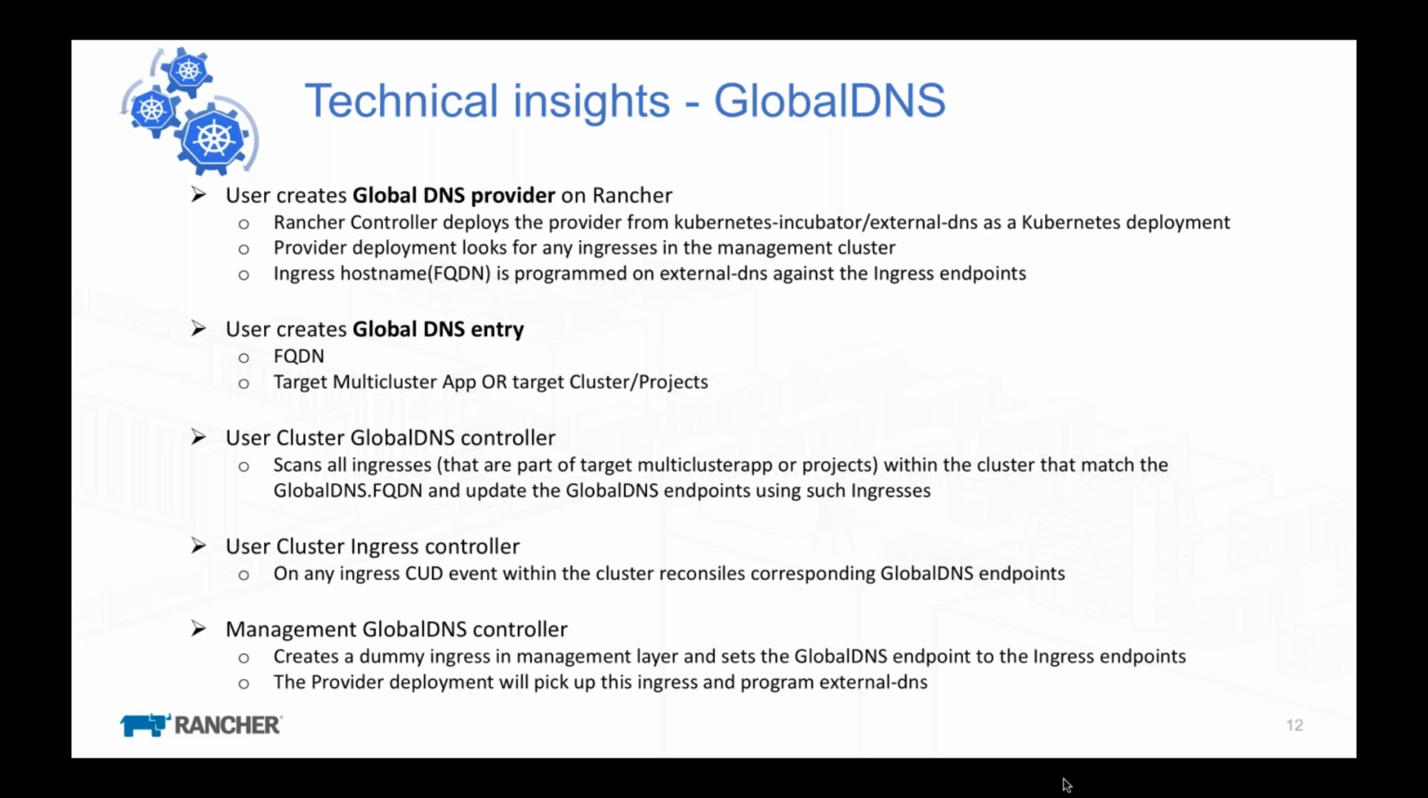At the management layer, the global DNS controller looks at the endpoints recorded on the global DNS entry and creates a dummy ingress in the management layer with the IP addresses from this endpoint. Because the dummy ingress gets created in the management layer, the global DNS provider, which we created at step 1, picks up that ingress's endpoints and programs the external DNS provider with those IP addresses.